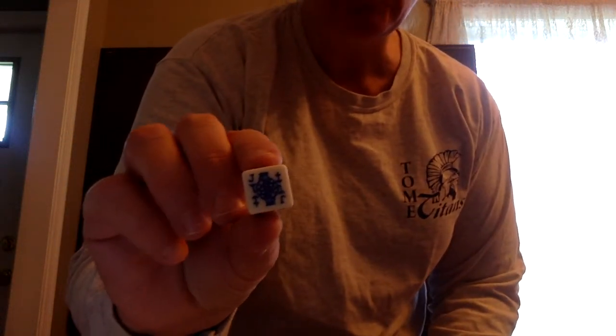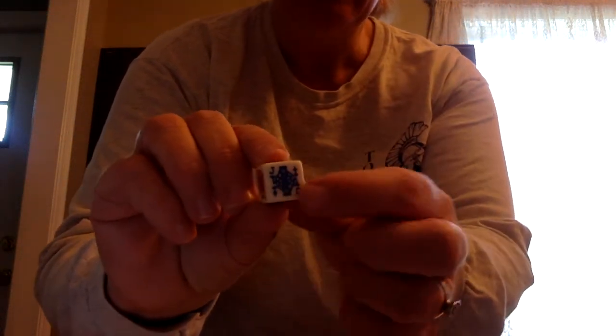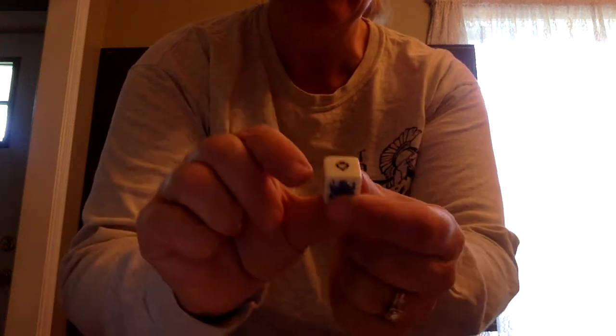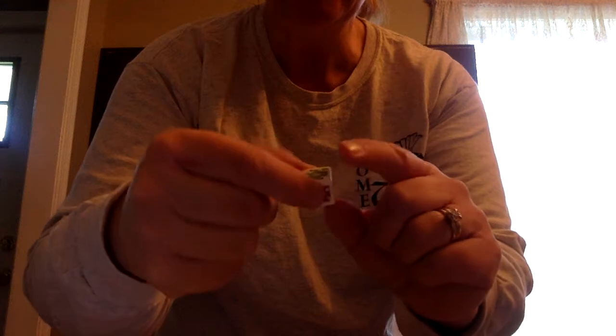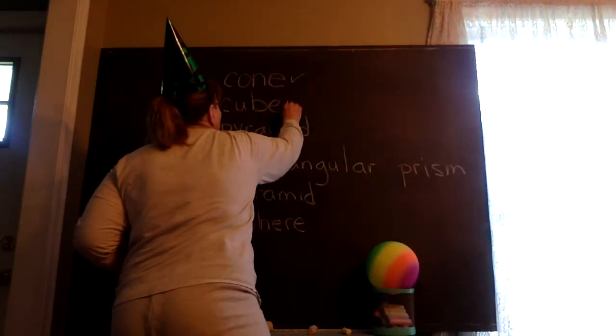This dice is a cube. It has square faces. It meets at the corners. Okay. So it's a cube. It's a lot of squares all put together to make the cube. So I have cube. There's a cube.